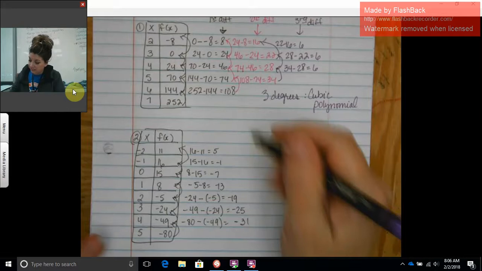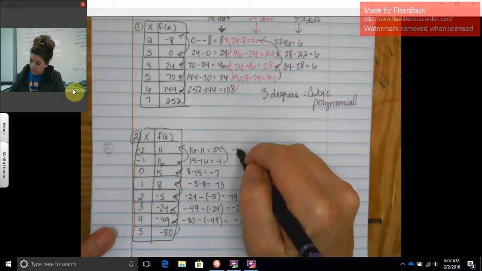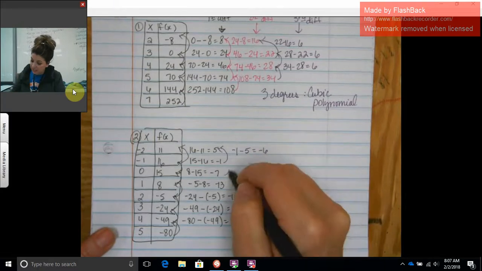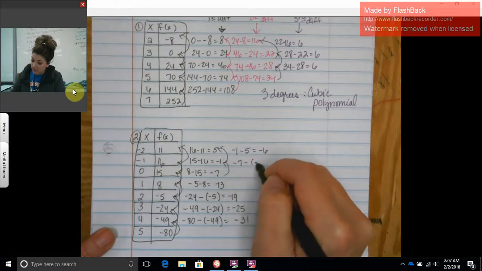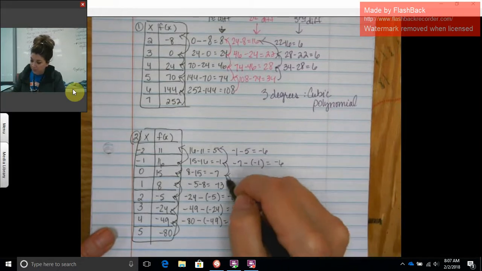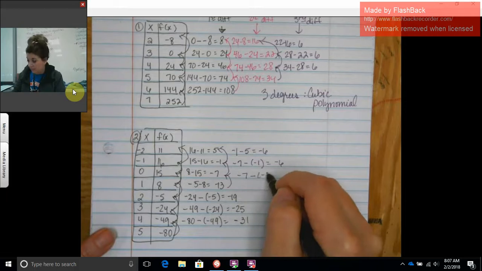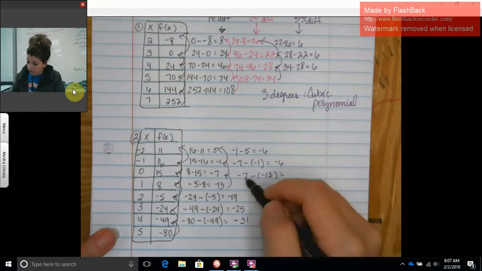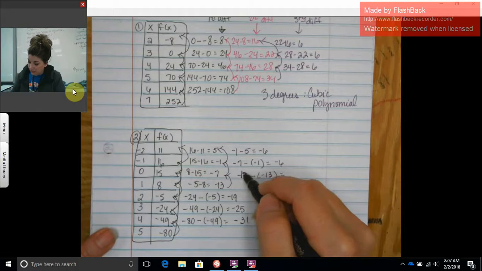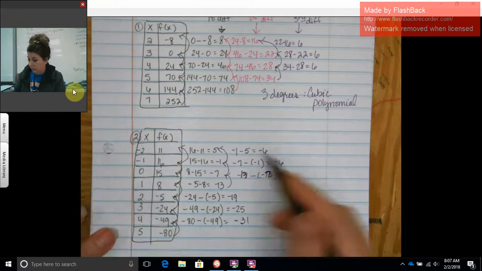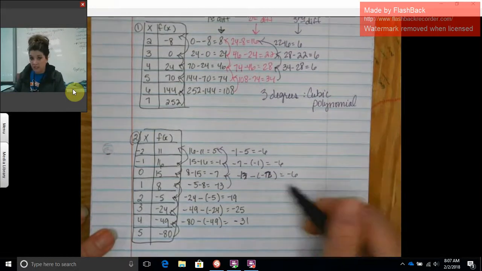So I'll find the second difference. What's negative 1 minus 5? Negative 6. Negative 7 minus a negative 1. Negative 6. Negative 7 minus negative 13. Switch it. 7 and 13. Oh, I did it wrong. I see what you're saying. Should be negative 13 minus negative 7, which is negative 13 plus 7, which is negative 6. Sorry about the math.